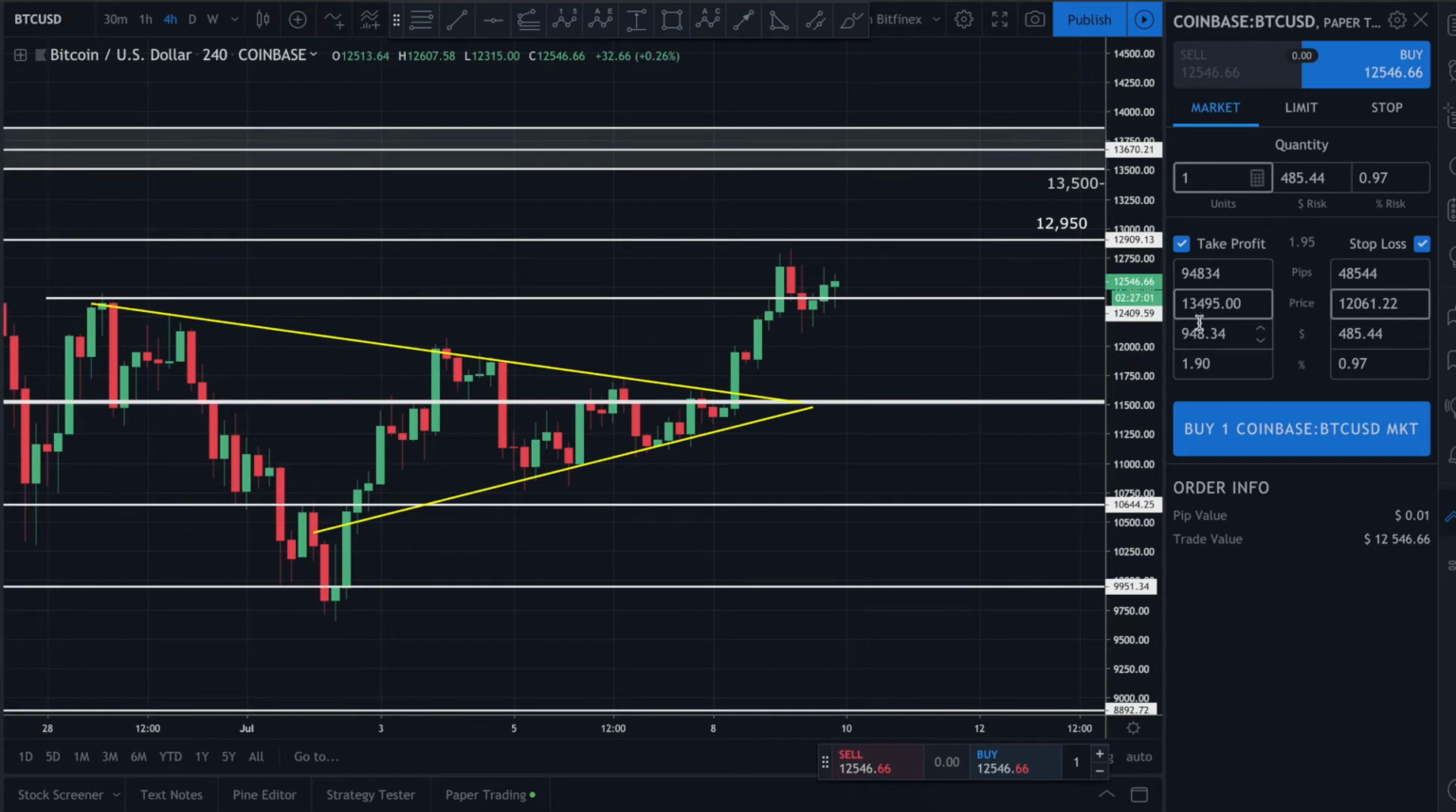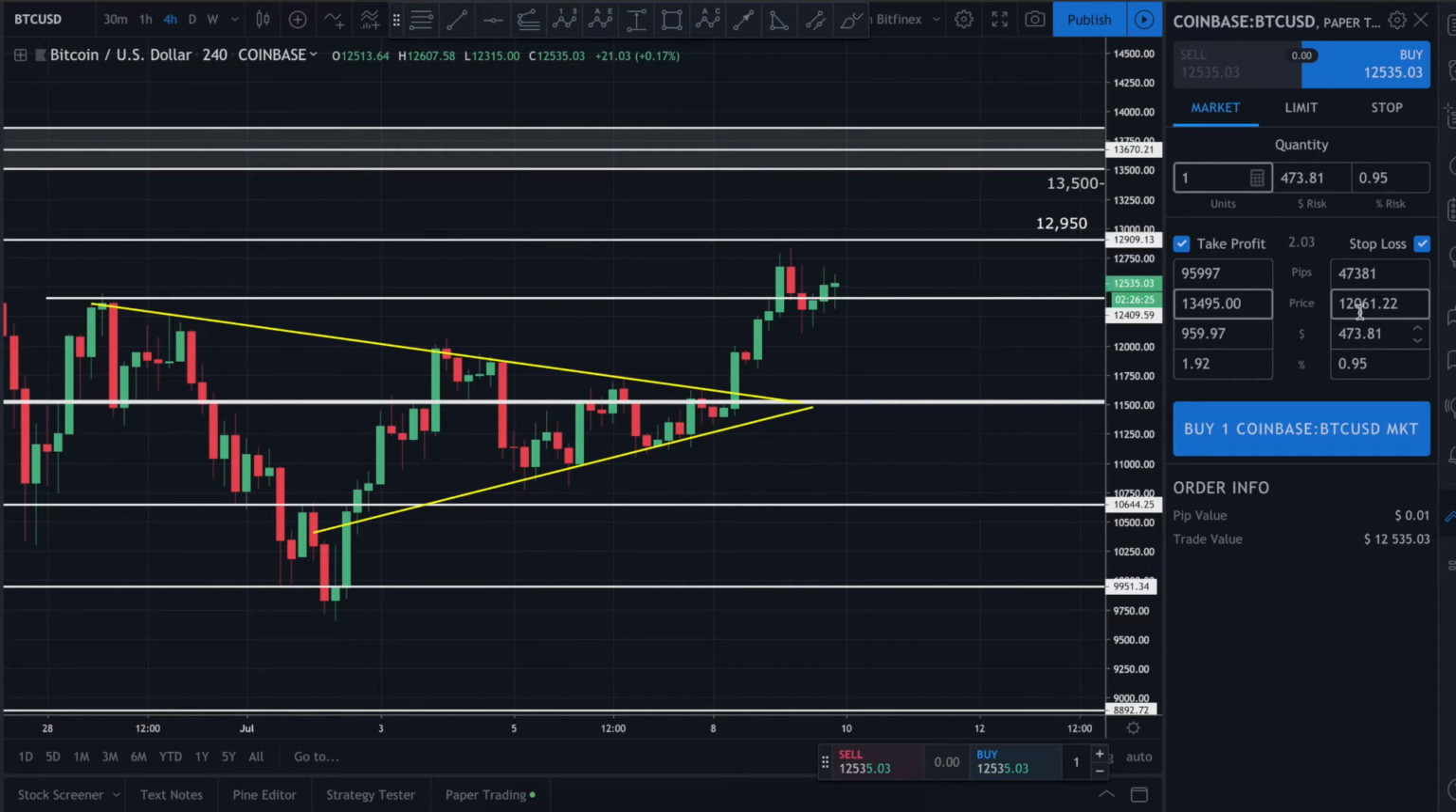Okay, so I've got my market order ready to go at whatever the market price happens to be. I've got my take profit at $13,495, and I've got my stop loss set at $12,061.22 to be precise. It also shows you exactly how much your risk to reward is, so exactly how much potential you have to make profit if it does hit your target. And you can see down here the potential profit in this trade would be $960. It's fluctuating because it doesn't know what my buy price is at this point because I'm doing a market order, right? So it'll be approximately $960 if it does hit my target.